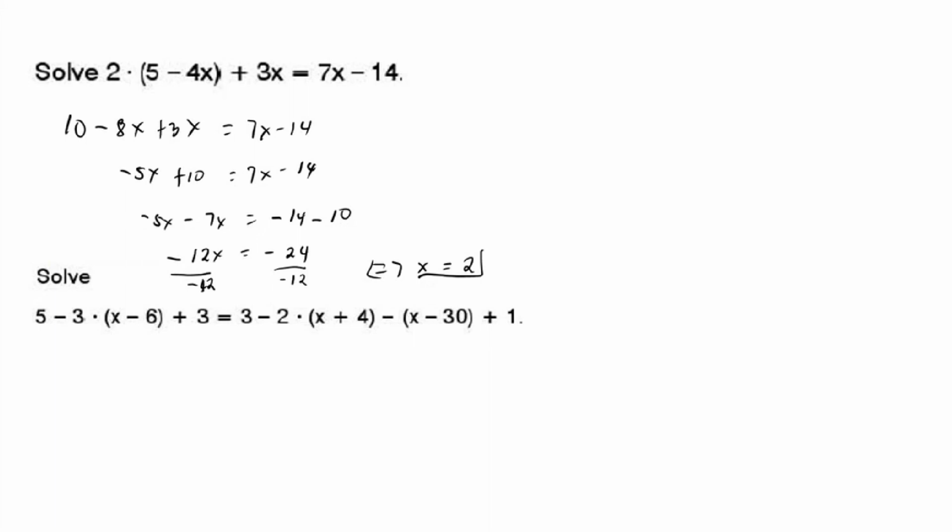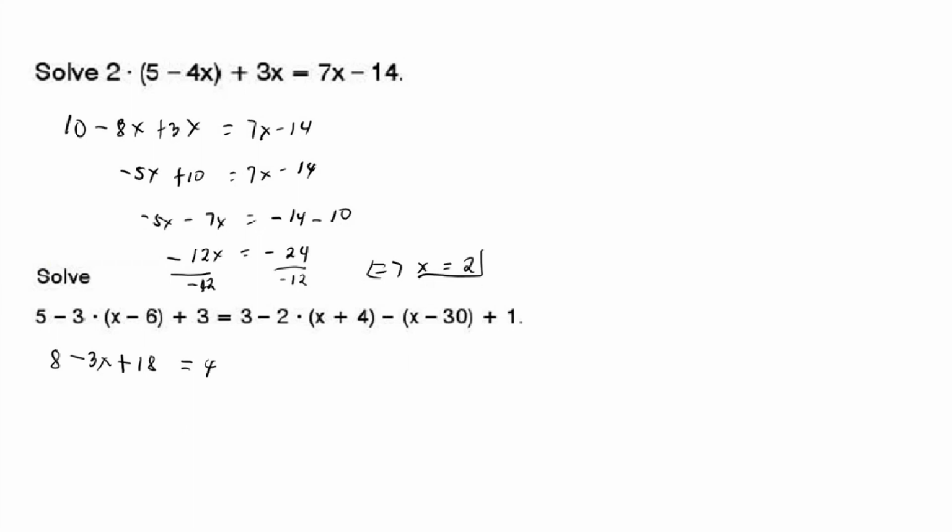So using distributive property, I can combine now 5 plus 3 equals 8, minus 3 times x, negative 3x. Negative 3 times negative 6 is positive 18. I will not write anymore 3 because I combined already 5 and 3. Equals, I have here 3 plus 1 equals 4.